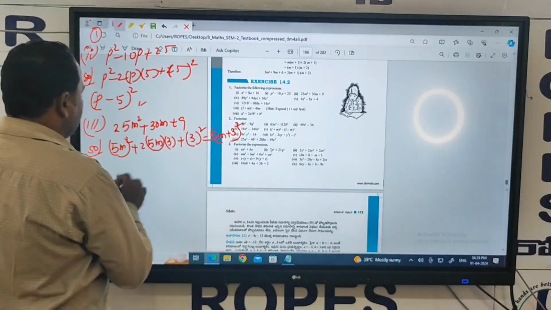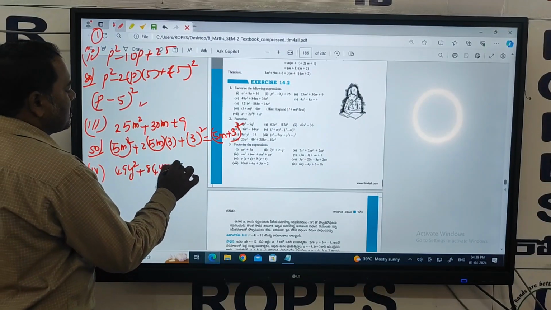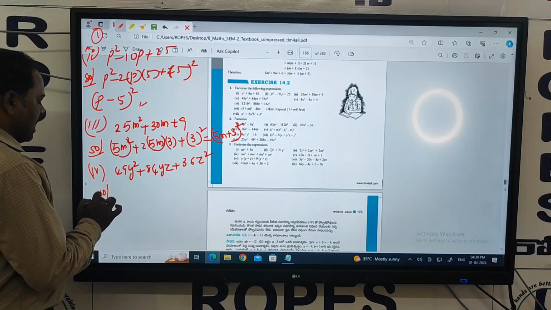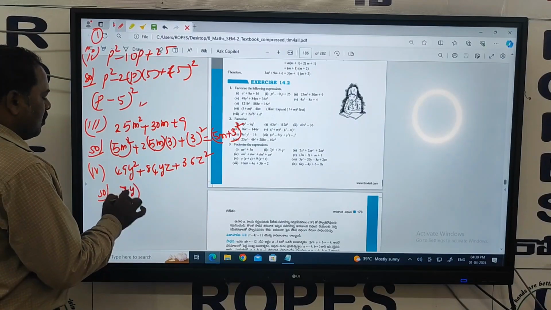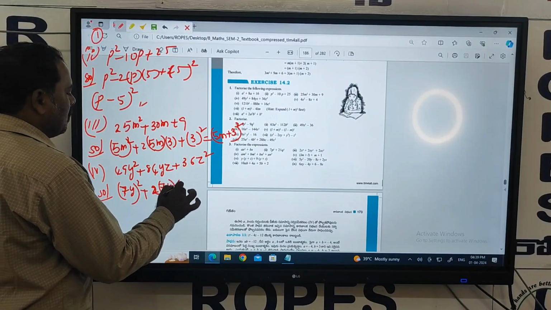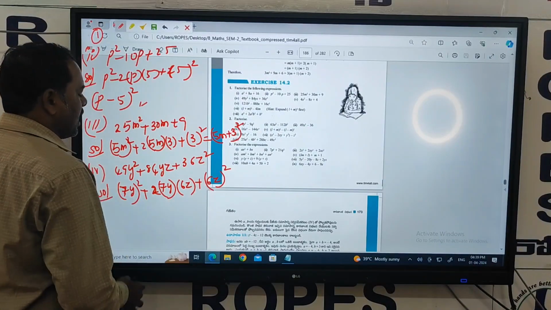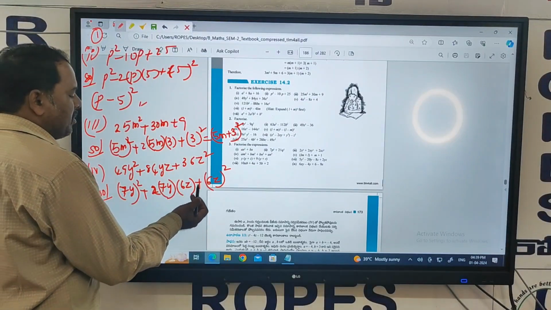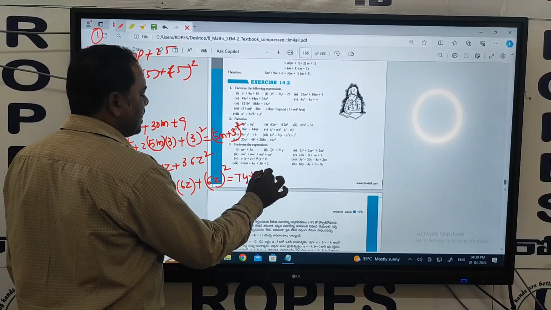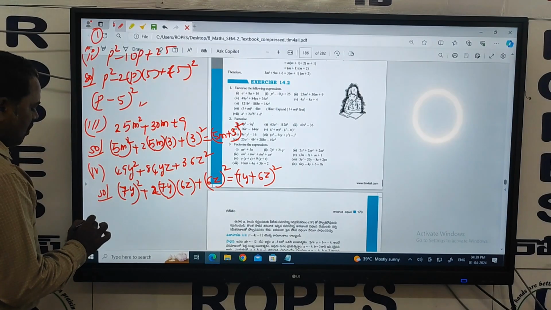Now the fourth sub-question, 49y square plus 84yz plus 36z square. 49y square we can write as (7y) whole square plus 2 into 7y into 6z plus (6z) whole square. This is in the form of a square plus 2ab plus b square. In the place of a, 7y, and in the place of b, 6z is there, so (7y plus 6z) whole square. These are the factors.